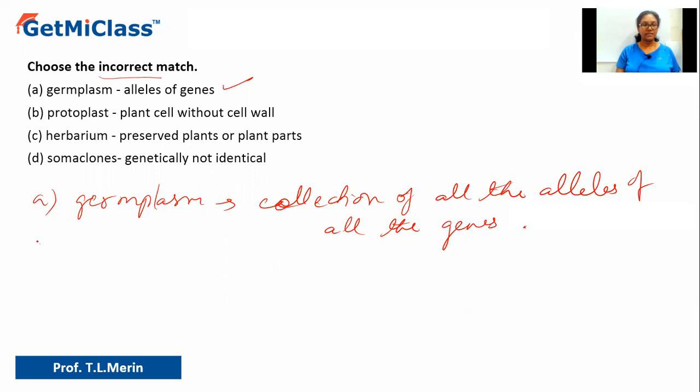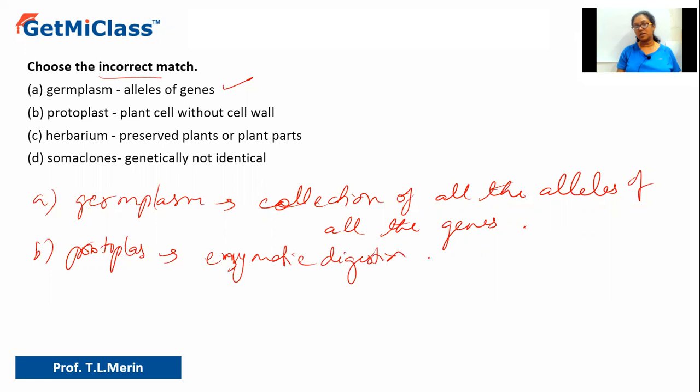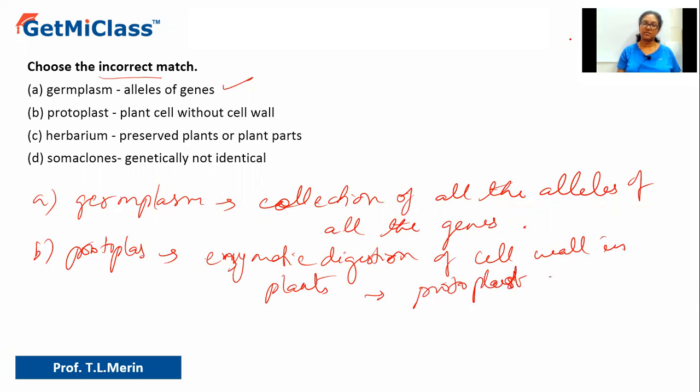Now option B says protoplast. So what is protoplast? When the cell wall of a plant cell is removed, that is called protoplast. It is done by enzymatic digestion of the cell wall. Enzymatic digestion of the cell wall in plants will result in the formation of protoplast. This protoplast can be further used for protoplast fusion, etc. Okay.